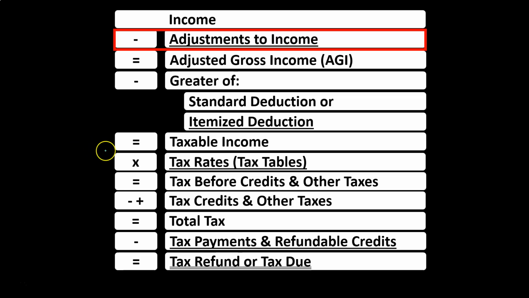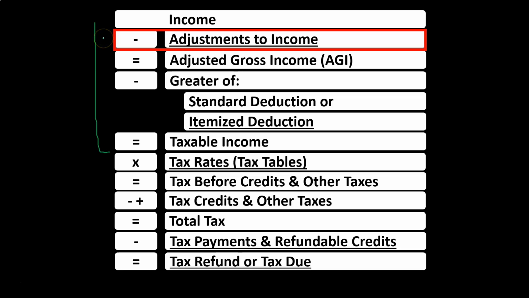can break our income tax equation into two halves, the first half being a modified income statement, the second half then being the calculation of the tax, then application of the payments and credits to get then to the tax refund or amount due on the bottom line. We're going to be focusing in the first half, that being the modified income statement.